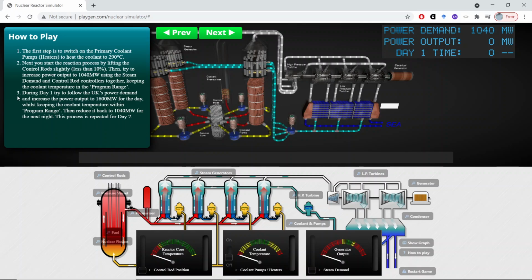Okay. And 3. During day 1, try to follow the UK power demand and increase the power output to 1600 megawatts for the day, whilst keeping the coolant temperature within program range, which is the green part in this indicator. Then reduce it back to 1040 megawatts for the next night. This process is repeated for day 2. Okay. Until here, the explanation of the nuclear power plant and what are the rules of this game. So let's start. Click next.